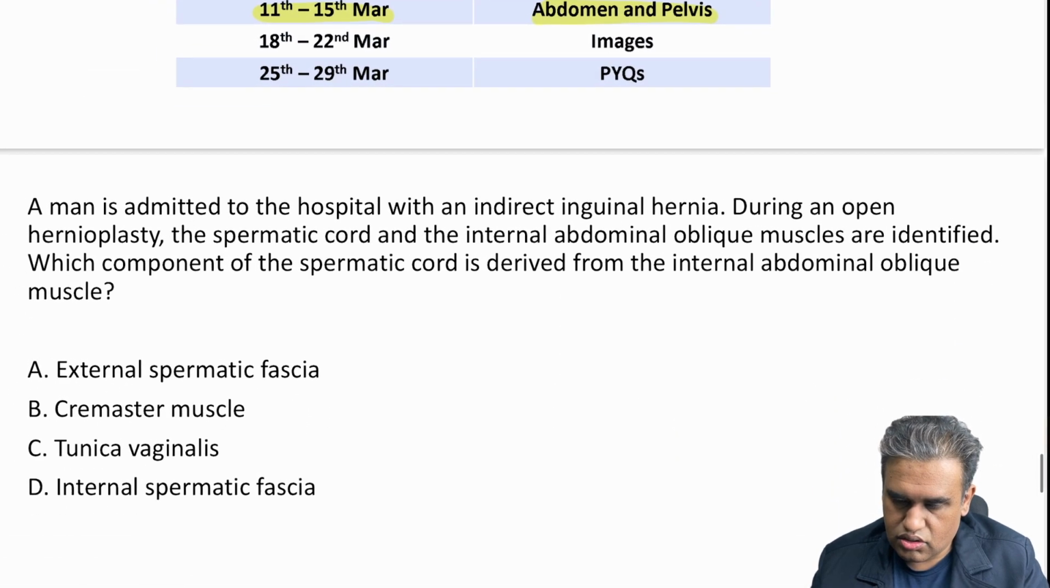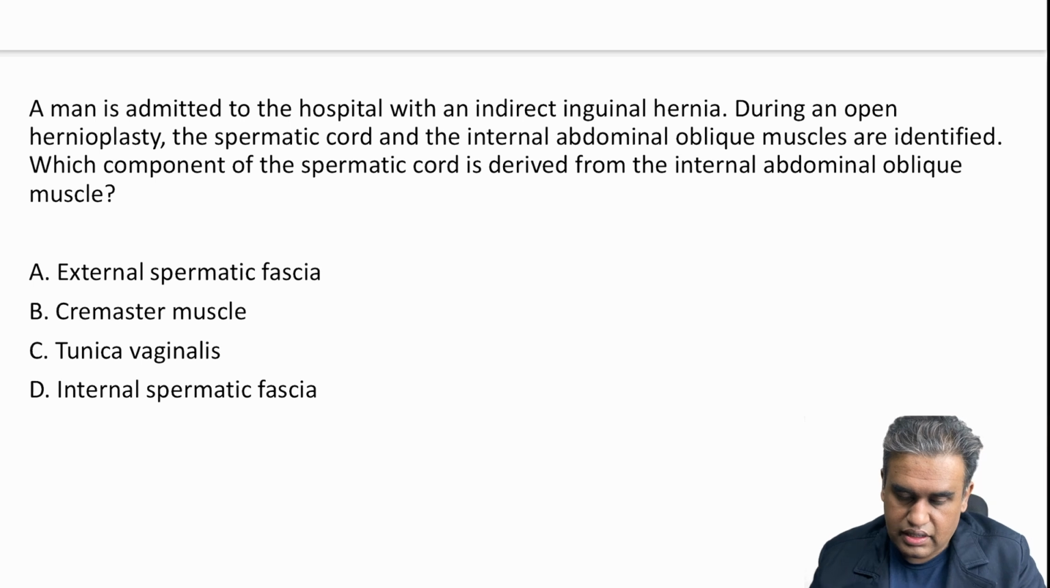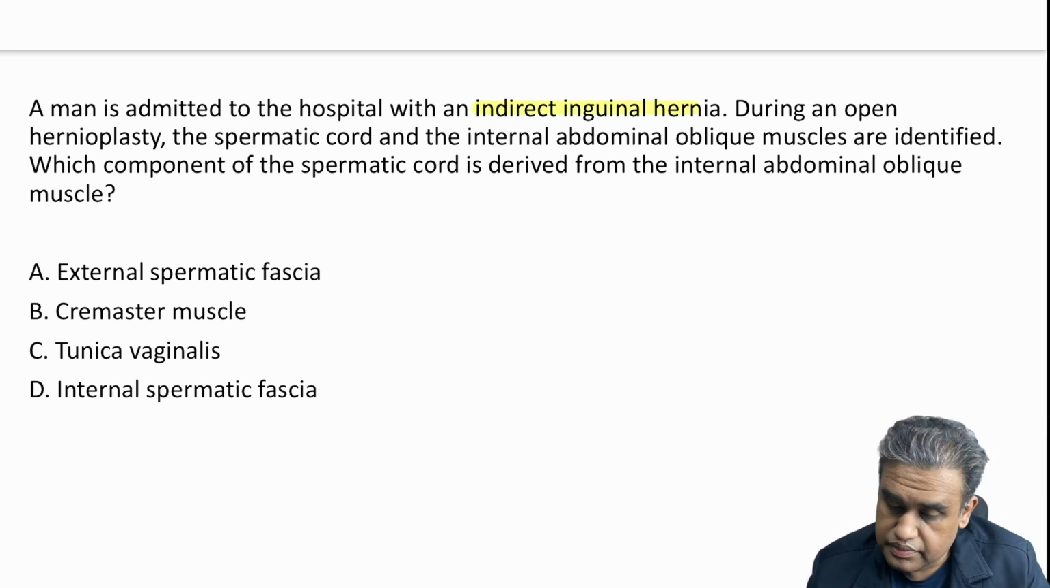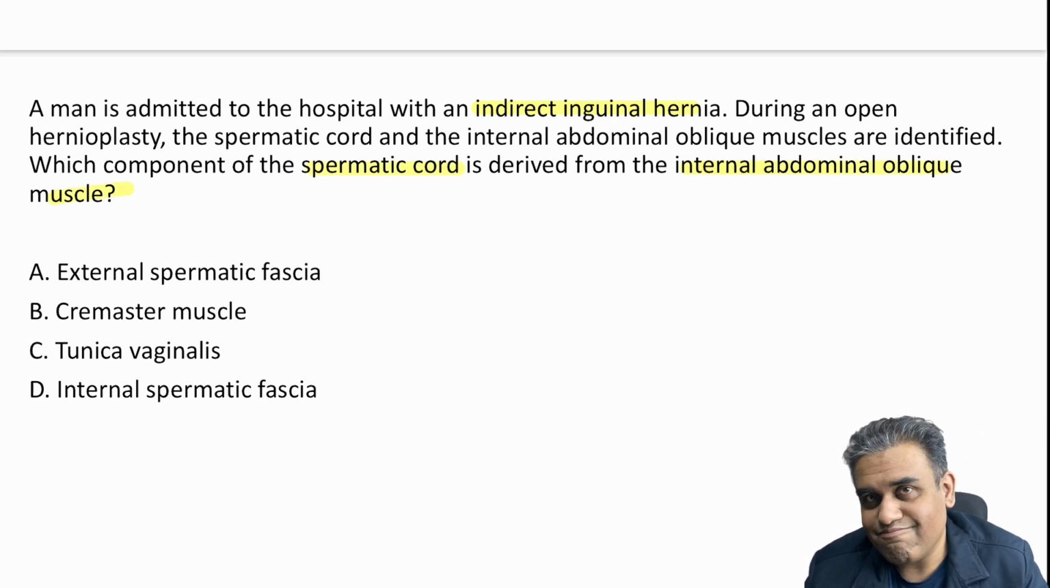So here's the first MCQ. The question asks, a man is admitted to the hospital with an indirect inguinal hernia. During an open herniaplasty, the spermatic cord and the internal abdominal oblique muscles are identified. Which component of the spermatic cord is derived from the internal abdominal or internal oblique muscle?